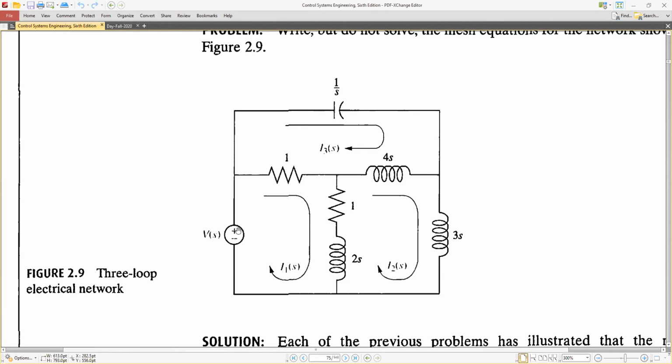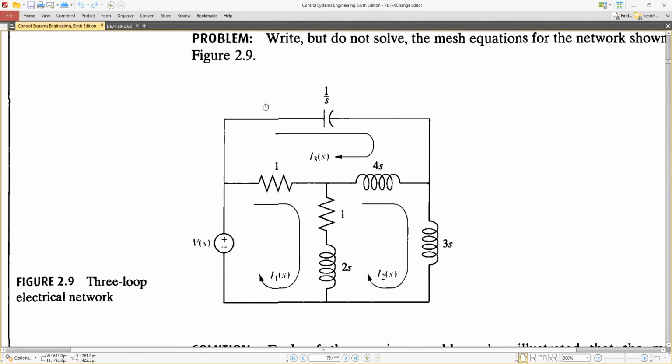So how did they do this? See the figure. Now you can write the equations. Let me write the equations for you guys, for your betterment. The first one, I1: see here, the value is 1, actually 2 I1s, because 1 plus 1 is equal to 2, plus 2s I1s.